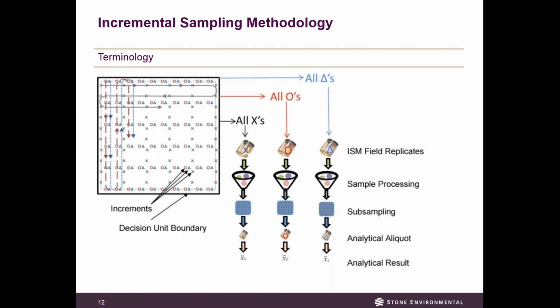Okay. So at the end, the sample goes to the lab. They run their analyses. They do the aliquot. The analytical result comes back, and you get 3 results. In this situation, there's 3 replicates, so you have 3 results.